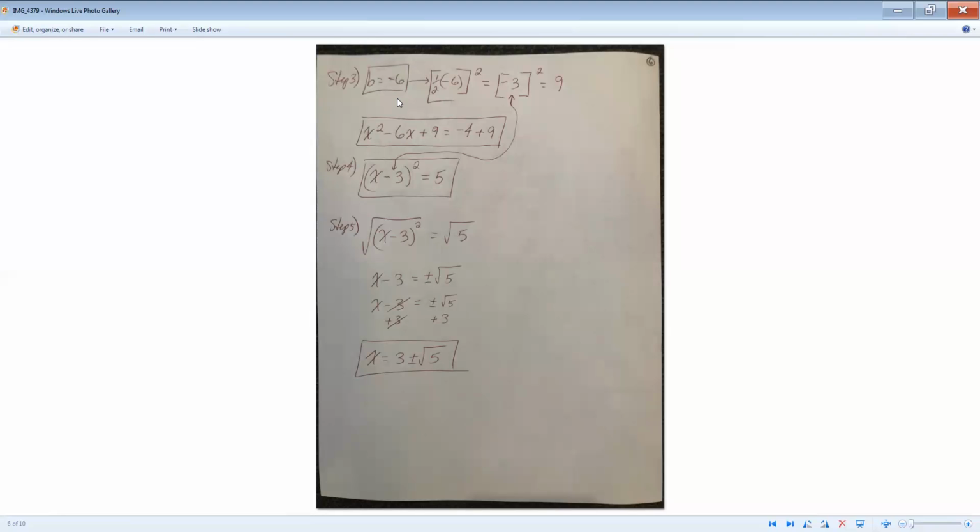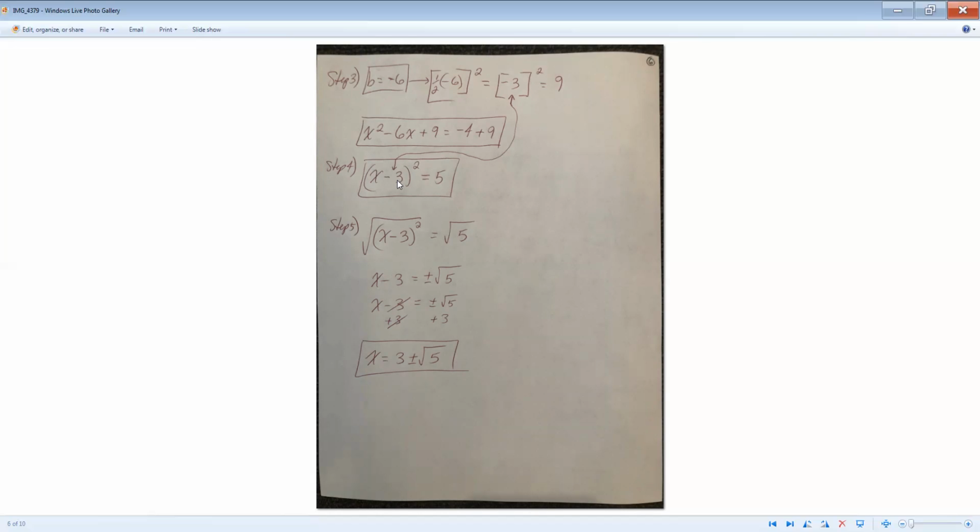Half of your b term is, well, our b term is -6. Half of that is -3. Then square it, that'll be 9. Then we're going to add that to both sides of our equation. So now we have x squared minus 6x plus 9 equal to -4 plus 9. Now we factor the left side, which is our perfect square trinomial.